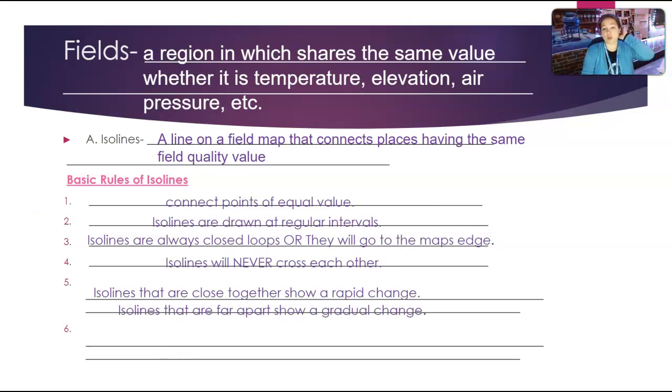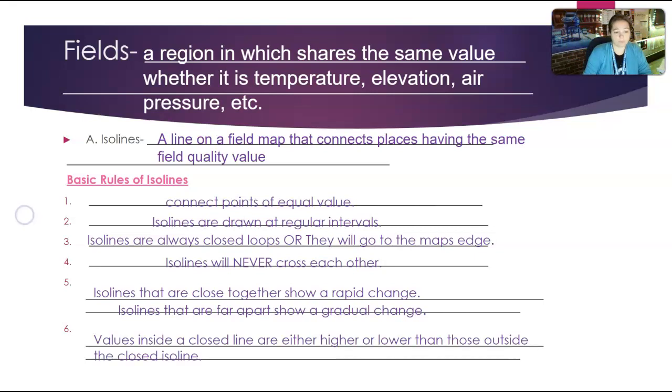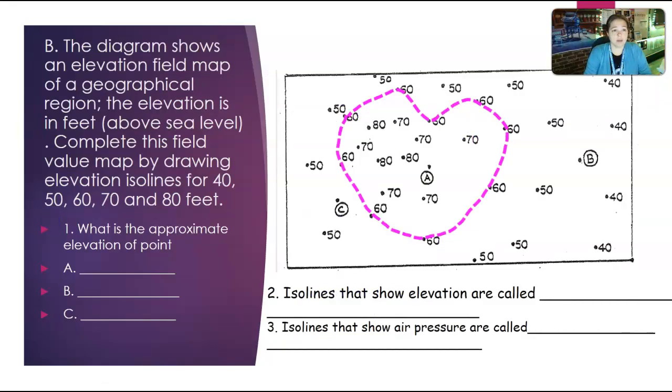Isolines that are close together show a rapid change. The farther apart, the more gradual the change. And we're going to see this when we do one of the labs. The closer they are together, the faster it goes up, the faster the change. The farther apart, the more gradual, the slower. Values inside an isoline are either higher or lower than those outside the line. It just depends on which way you are looking, if it's going to be higher or lower than that line that you've already made.